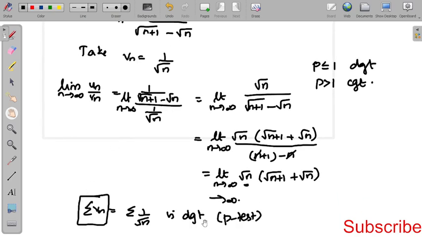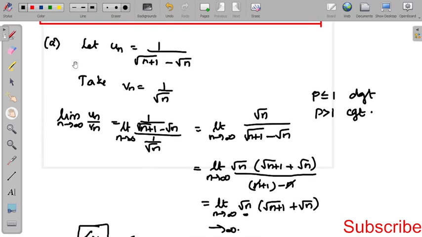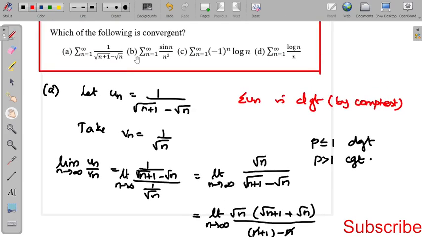Summation Vn is divergent. According to the comparison test, we can say that summation un is also divergent. So option 1 is not true. The question is to find which of the following is convergent, so we can say that A is not true. Let's see the B option.